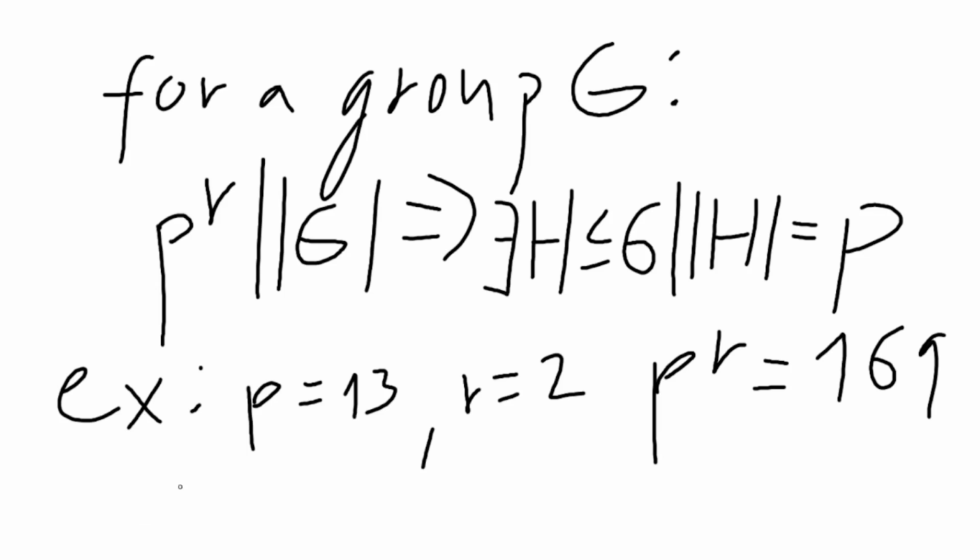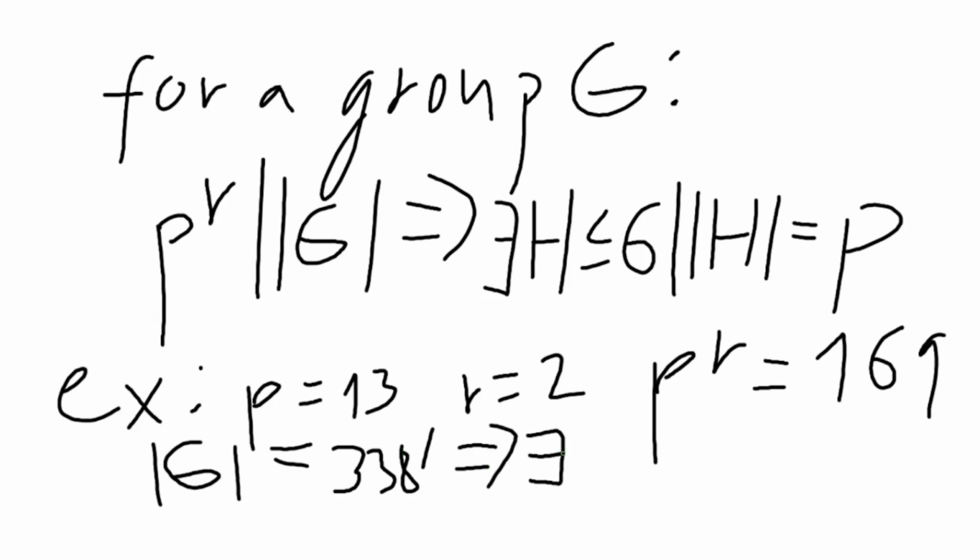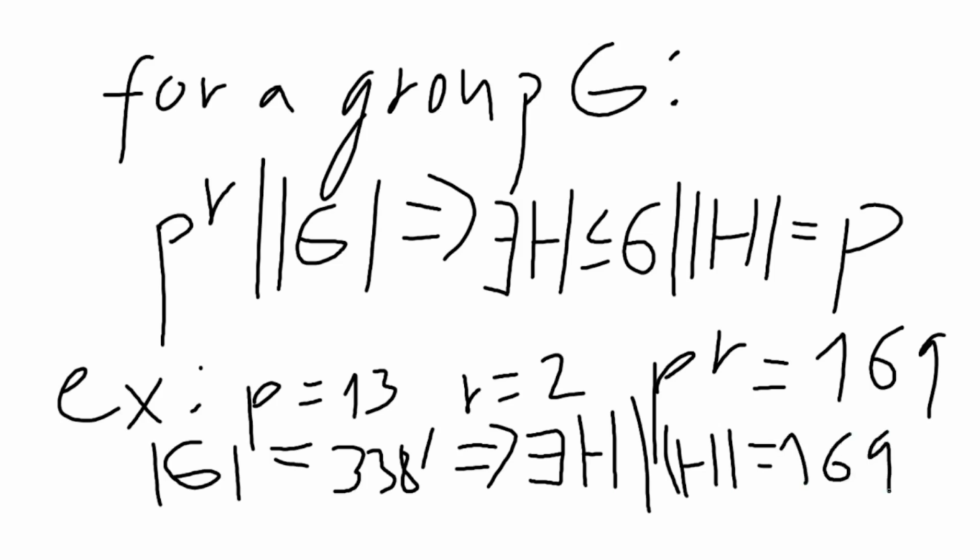Now let's think of some group whose order is divisible by 169. It can be a group of order 169, which is a very trivial subgroup of the same order as the original group, or order 338. So let's say we have, for example, G of order 338. Well, if the order of G is 338, then there exists a subgroup by this theorem such that its order is 169.